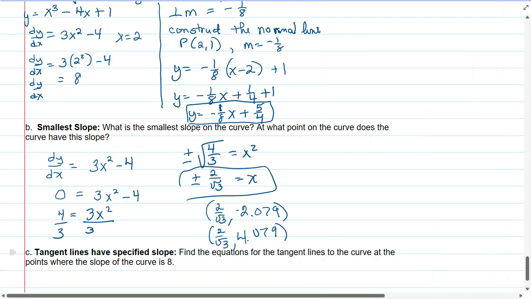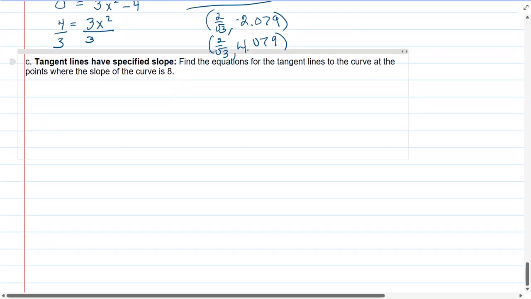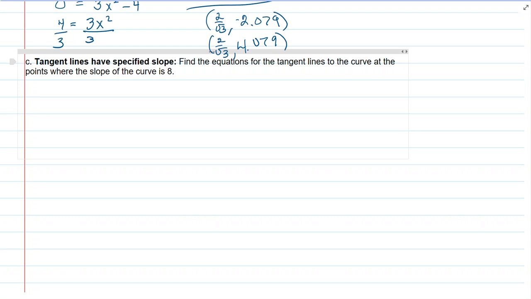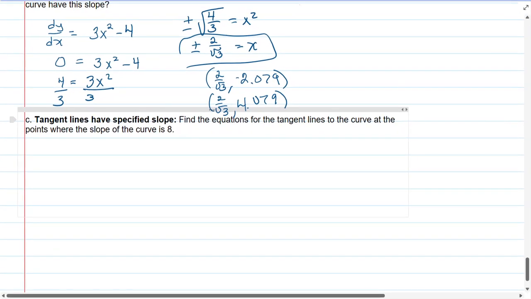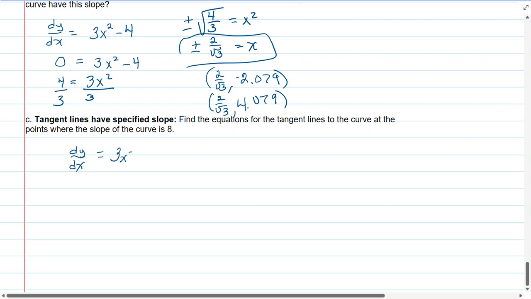Okay. Then it says the tangent line has a specific slope. And this one's important because this one wants a slope of 8. And we're finding the x value in order to have the value of the function at that point. Is everybody comfortable with that? So on this one, we're still using the derivative, and we're going to put in 8 here.